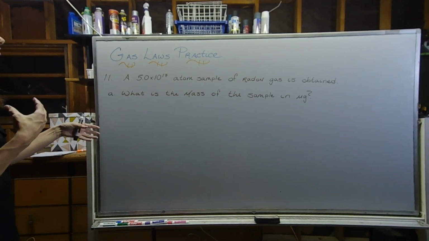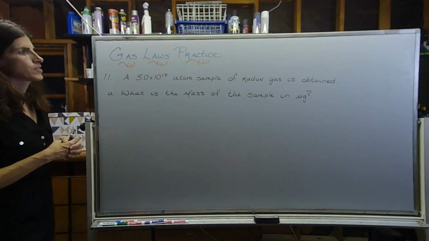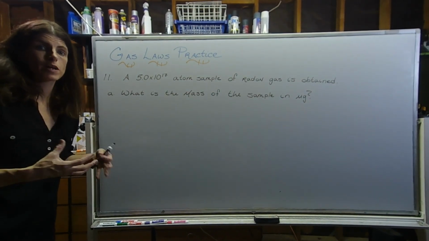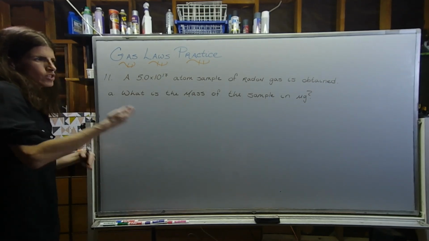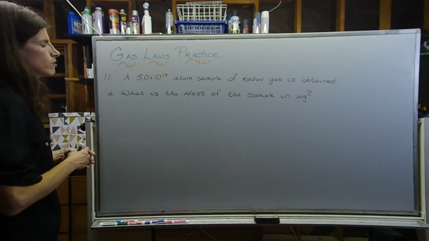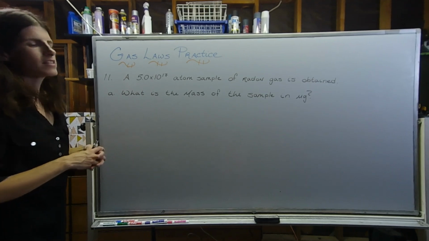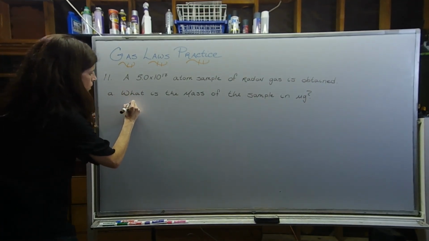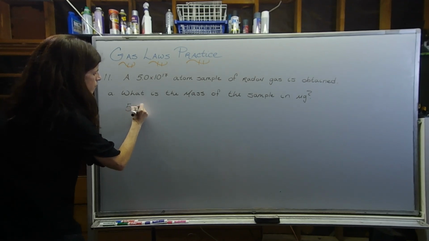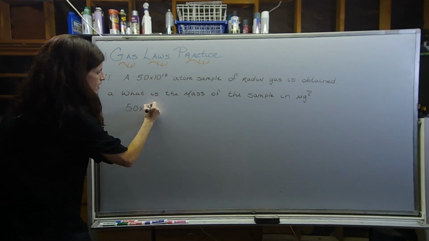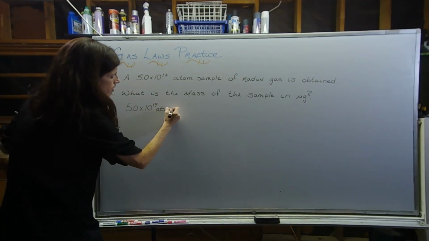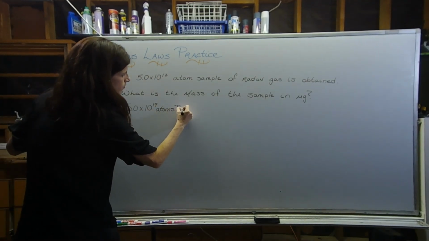So we have this 5.0 times 10 to the 17th atom sample. And in part A, it's kind of a throwback problem. Feels good to go back to the beginning of the course a little bit, right? They ask us, what is the mass of this sample in micrograms? So I'm going to start with what they gave me: 5.0 times 10 to the 17th atoms. And those are atoms of radon.